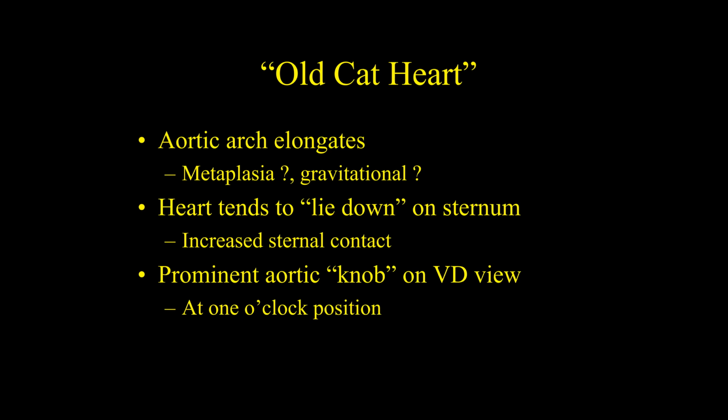Also, we have to worry that there are a lot of times age-related changes that can happen in the lungs and in the heart. And this is especially prominent in cats. In cats, as they get older, their aortic arch tends to elongate, and it becomes really prominent on radiographs. And the heart tends to, what people will describe, lie down on the sternum. So it becomes more parallel with the sternum than it is if it is a younger cat. Okay. And I'll show you some examples of this.